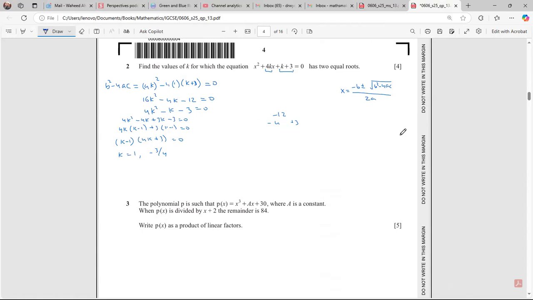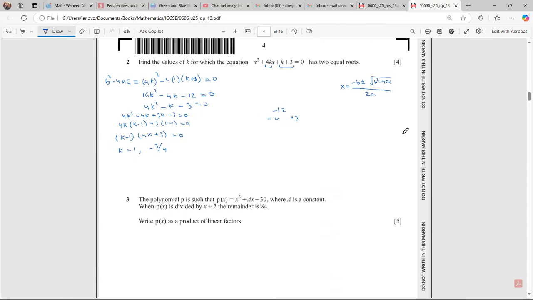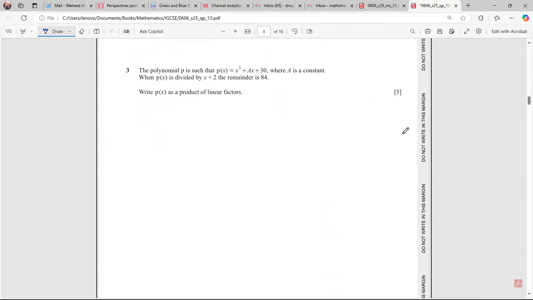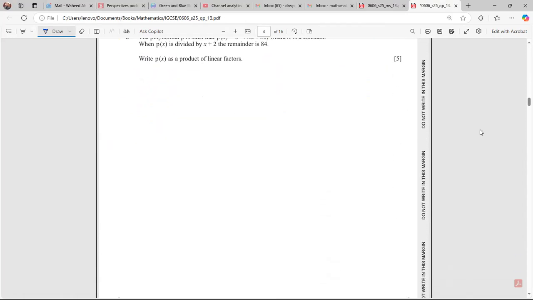Okay, if you have time in the exam, I would suggest that you substitute these values of k and make sure that this quadratic equation is giving you equal roots, just to confirm. Okay, now question number 3. Okay, we have this polynomial.